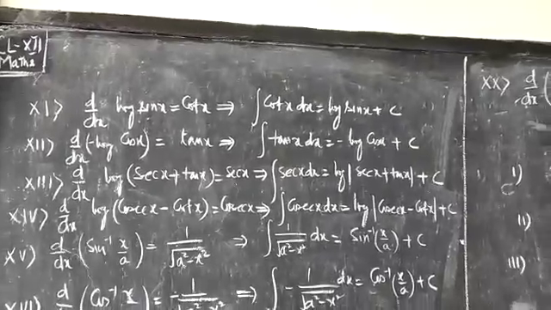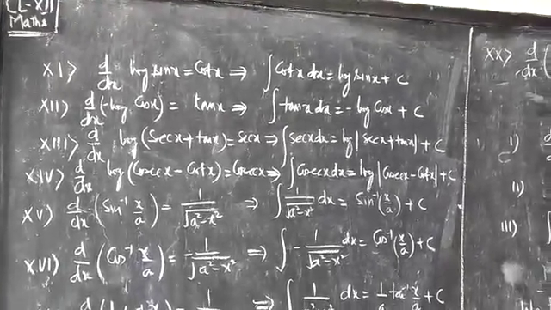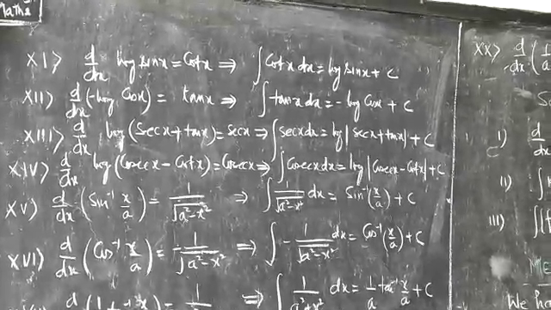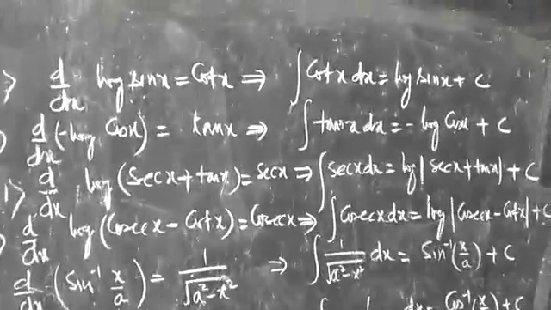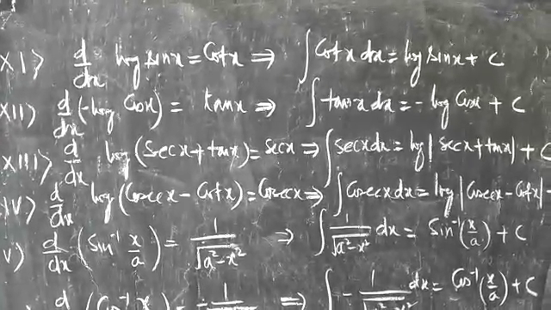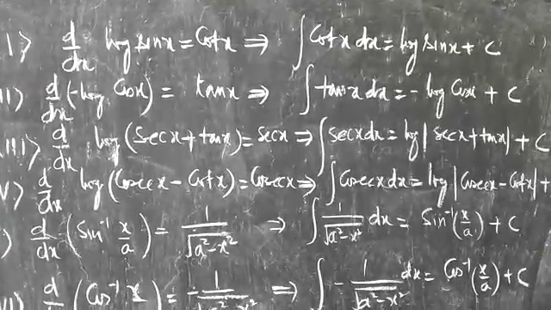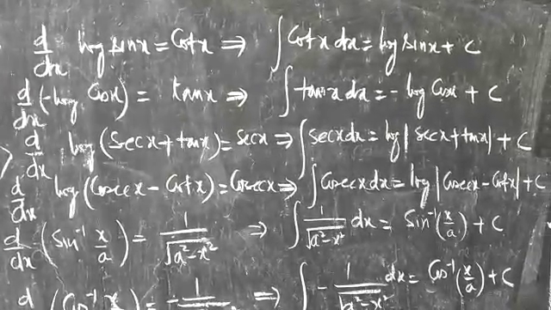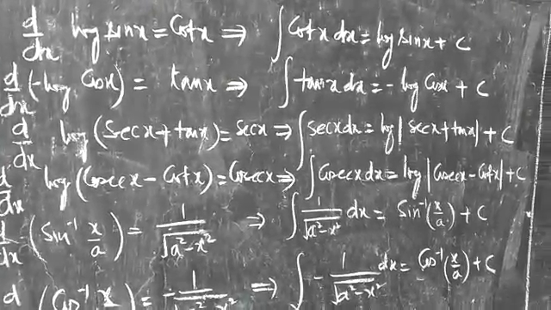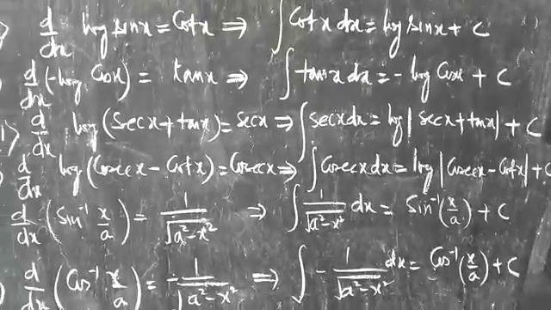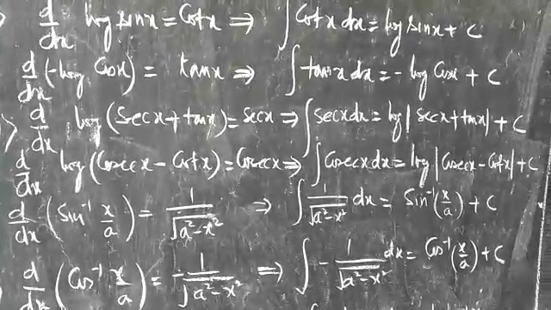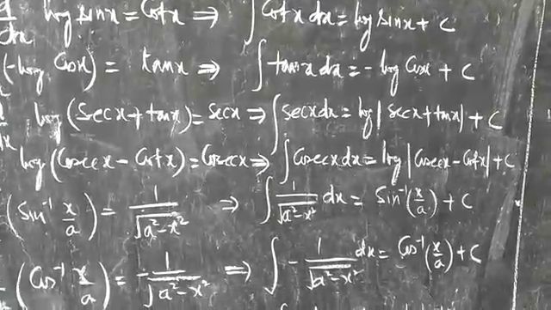See the next formula, d/dx of log sin x is equal to cot x, which implies that the integration of cot x dx is equal to log sin x plus c. Next, d/dx of minus log cos x is equal to tan x, which implies that the integration of tan x is equal to minus log cos x. Next, d/dx of log (sec x plus tan x) is equal to sec x, which implies the integral of sec x dx is equal to log (sec x plus tan x) plus c.